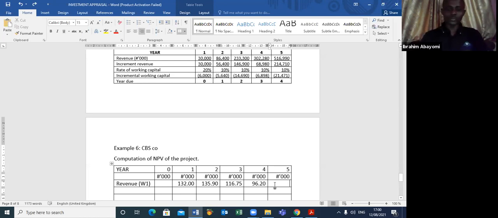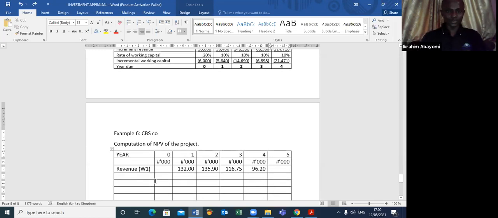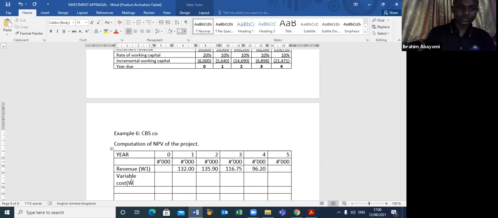So the next one is what? Variable cost, right? I'm going to pick my variable cost. Let me just put it as VC. Okay, that's fine. Variable cost will be working 2.